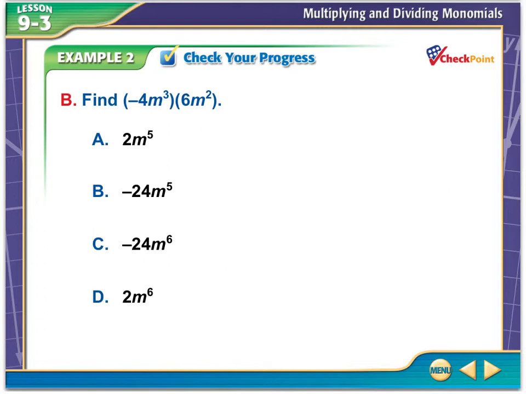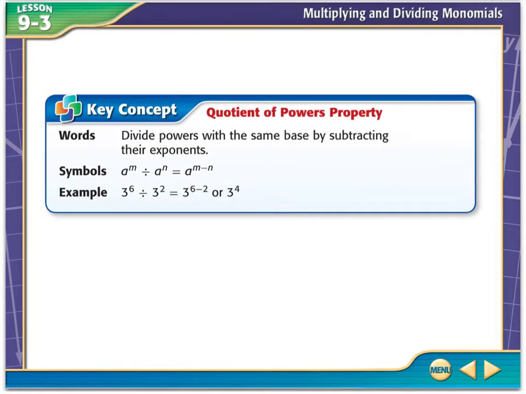Now here's quiz question 2b. Find the product of negative 4m to the third and 6m squared. Go ahead and look back in example 2b's notes for how you're going to do this and then find your solution. And you should have found negative 24m raised to the fifth power, answer B.